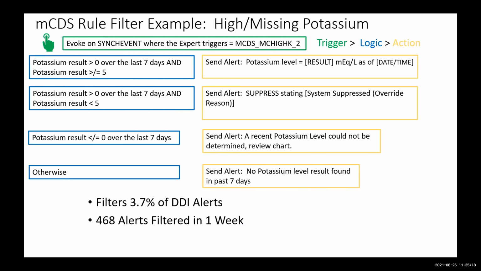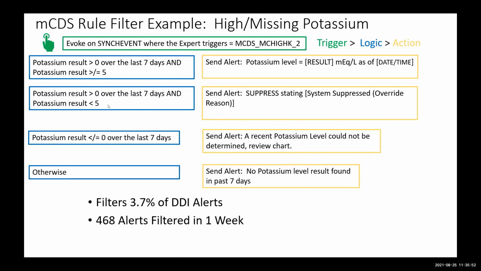So the same concept here, but I've taken away the detail and really just given high-level criteria. High potassium is basically what this rule is meant to do. It's the same sync event trigger, and the rule name is written into that. Then in the logic section in blue here, if a numeric potassium result exists over the last 7 days and it's greater than or equal to the threshold of 5, then it would proceed to alert, and it would show the user that that potassium level is high.